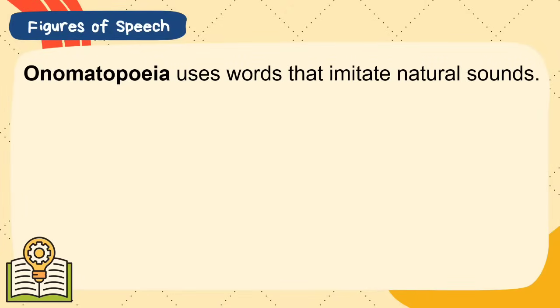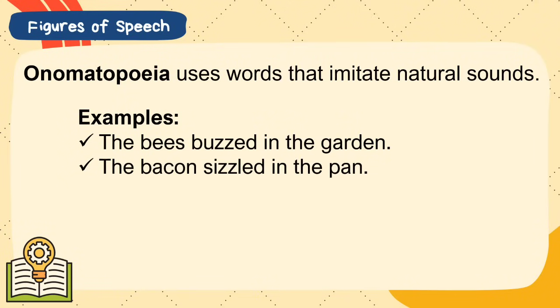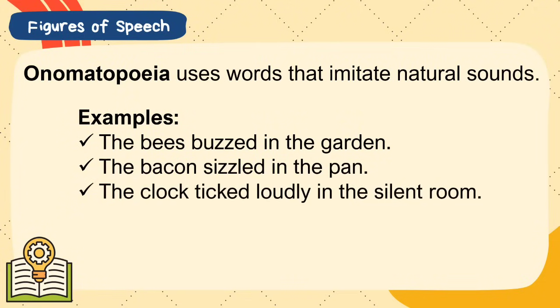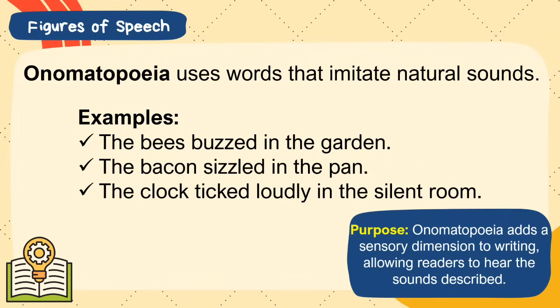Lastly, we have onomatopoeia. Onomatopoeia uses words that imitate natural sounds. For example, the bees buzzed in the garden. The bacon sizzled in the pan. The clock ticked loudly in the silent room. What's the purpose? Onomatopoeia adds a sensory dimension to writing, allowing readers to hear the sounds described.